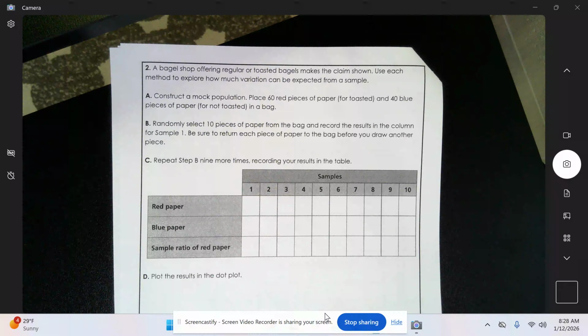Does that make sense? How many times are you doing that? Select 10 pieces randomly. So you're doing it 10 times. Okay? It should not take very long for us to do this. Like maybe 2 minutes.